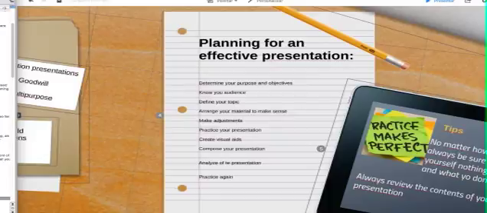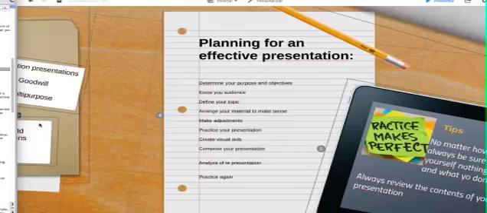Practice again, because practice makes perfect. The user felt positive, confident, and satisfied. And after the actual presentation is over, I always look for feedback from the audience.